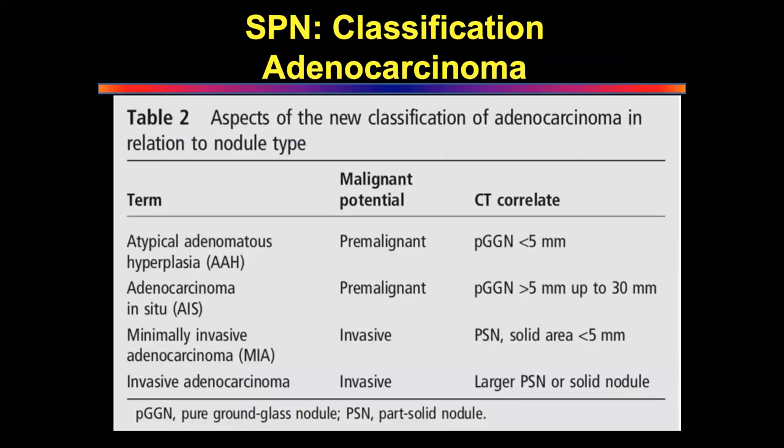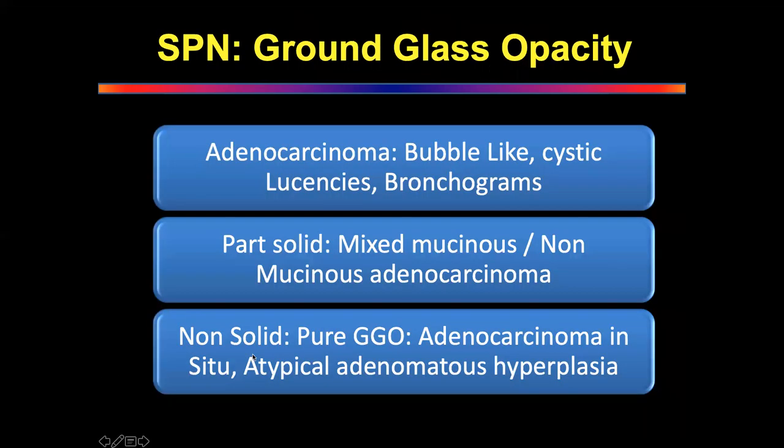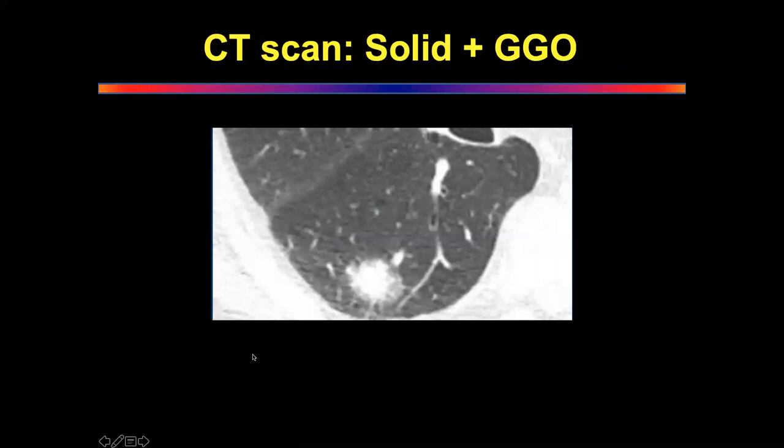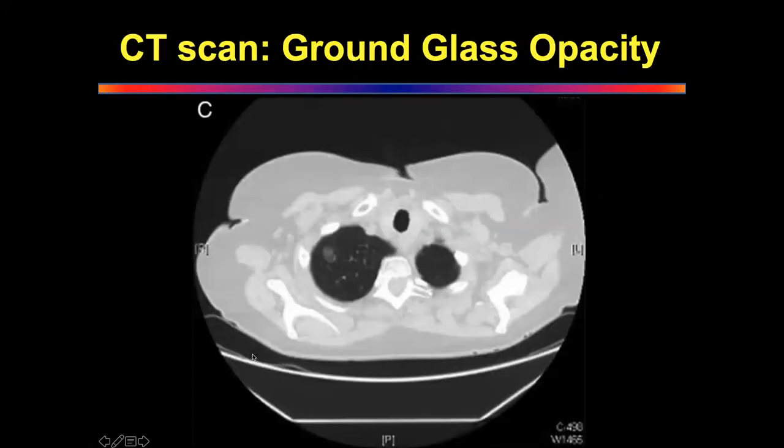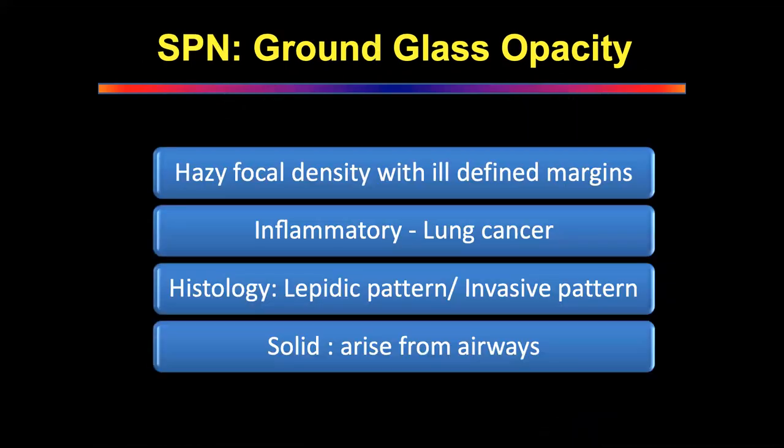Okay, this is the new one. This is the most hot topic. Okay. So you must know these words: atypical adenomatous hyperplasia, adenocarcinoma in situ, minimally invasive adenocarcinoma, and invasive adenocarcinoma. If ever I put up a CT like this in the exam, rest assured I will ask you, what is the histological classification of GGOs, or histological classification of adenocarcinomas in these tumors? And the answer to that is this one.